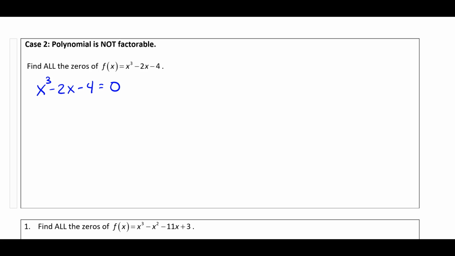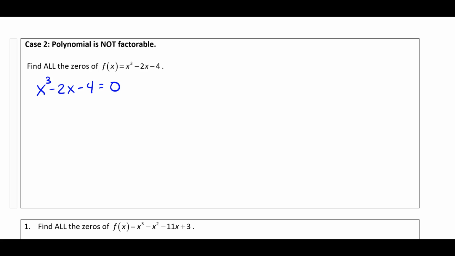So what that means is we've got to come up with another way of possibly solving this. This is where understanding your polynomials comes in handy. This is a degree 3, which means it has to have at least one real solution.